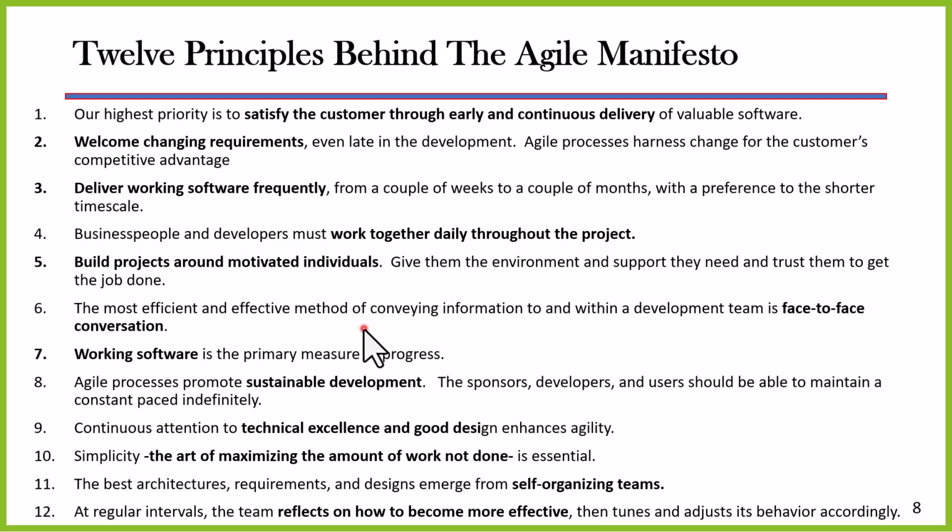Now, out of those 4 items, there were 12 principles that were developed, and that's called the Agile Manifesto. Now, I'm not going to read these to you, but just to call to your attention a couple of points here.